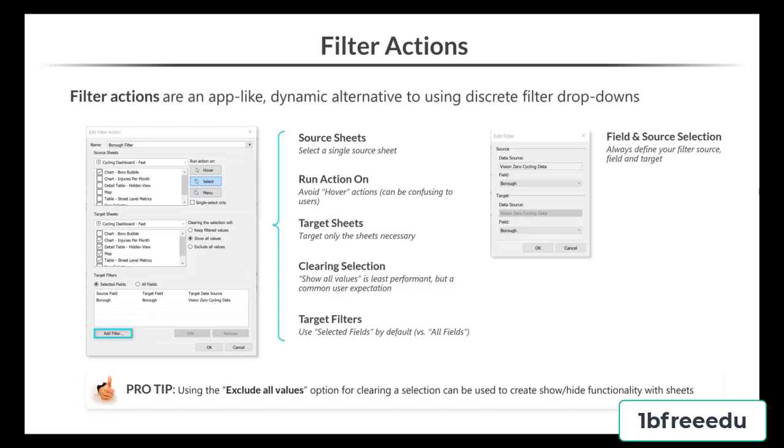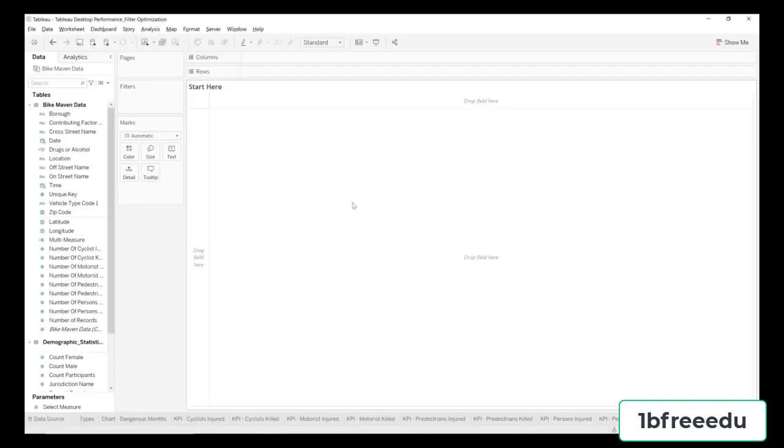Now that we've talked at a high level about filter actions, let's go into the dashboard and modify the filter actions that we have. Alright, we're back in Tableau Desktop and we're in our Tableau Desktop Performance Filter Optimization Workbook. The first thing we're going to want to do is go ahead and clean up any existing filter actions that are in our dashboard. After that point, we can go ahead and add any new actions needed.